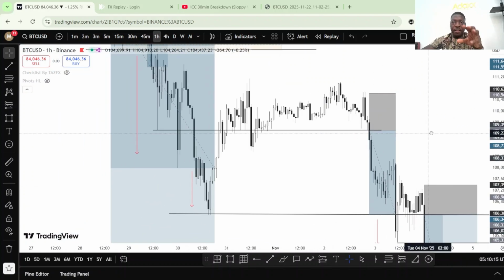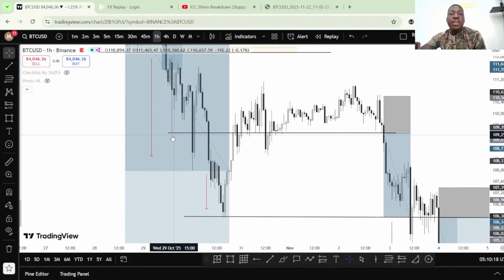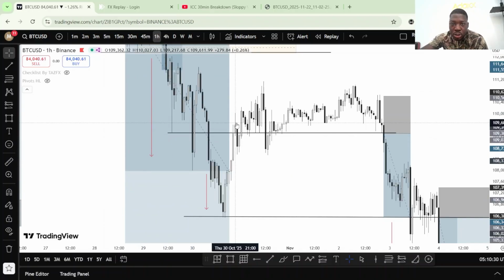So now this was a very clean ICC setup. This is the level I marked out on the 4-hour. This was the low on the 4-hour. But on the 1 hour, I can see this is a low, high, low, high, low. That's why I don't want to mark out on the 1 hour personally. On the 4-hour, I mark it out. Price closes within that level. Boom. So now I'm looking for my what? My sells.